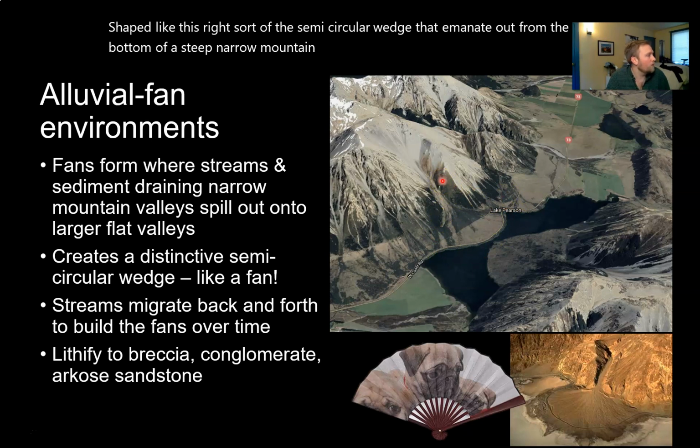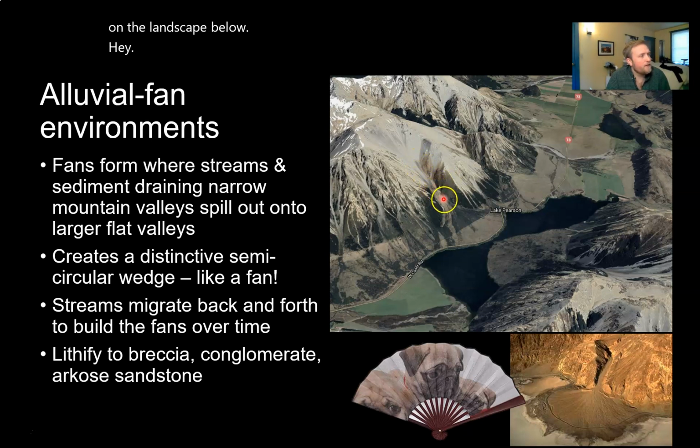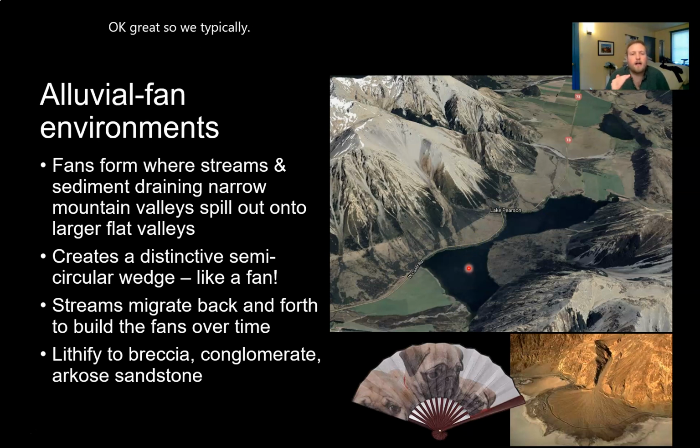Okay, so there are streams that are coming down these narrow mountain valleys, and they're carrying sediment, and it'll come down through here and deposit sediment, and then too much sediment will build up, and so the stream will move over a little bit and build up over here, and it goes back and forth, back and forth, back and forth, building up a fan, okay? Right? So we typically find these in areas where you have very steep topography and then a very gentle valley in between them.